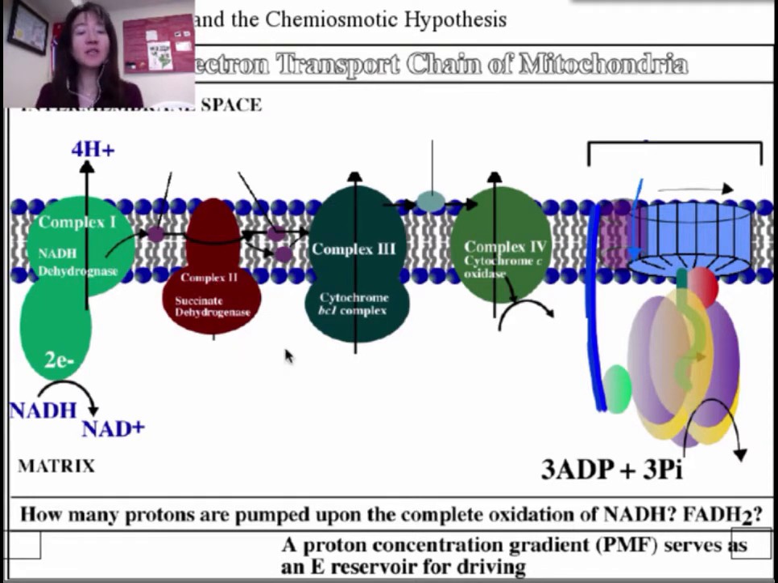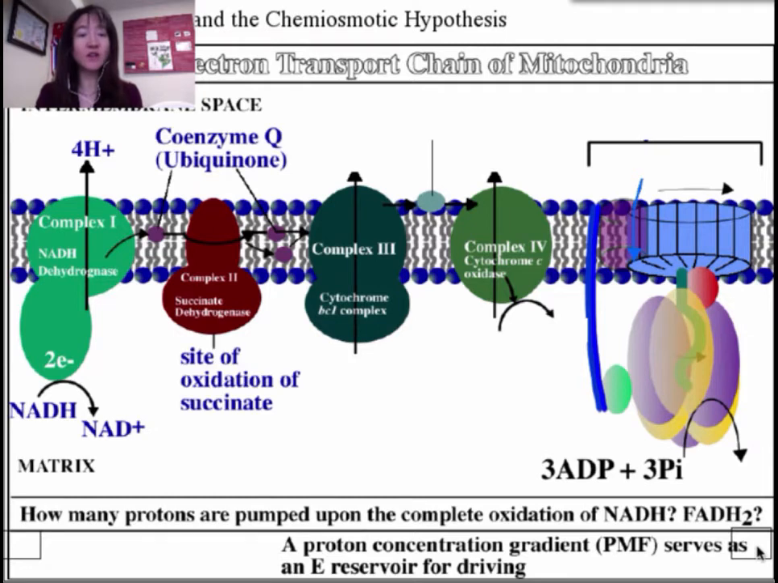Because at complex 2, that's where FADH2 is formed. This is the site of oxidation of succinate. And if you want to, draw the TCA taking place inside of the matrix of the mitochondrion, draw the succinate going to fumarate and all the other steps of the TCA. And we know that complex 2, Wonder Woman enzyme, is catalyzing step 6 of the TCA cycle at the same time as it is being complex 2 of the ETC.